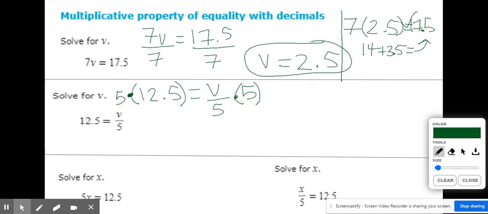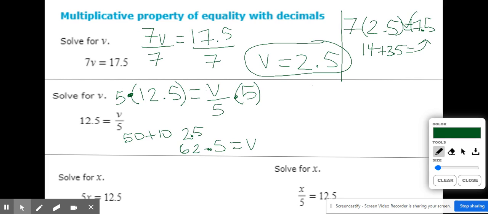Okay, so let's see. 12 times 5 is 60. 5 times 2 is 10. 5 times 0.5, well, 5 times 5 is 25, and I have to include the decimal point. So when I add all those up, 50 plus 10 is 60, and 60 plus 2.5 is 62.5 is equal to V.